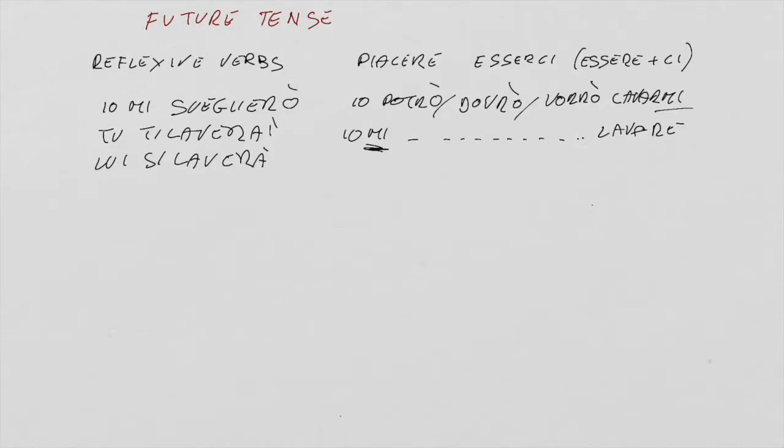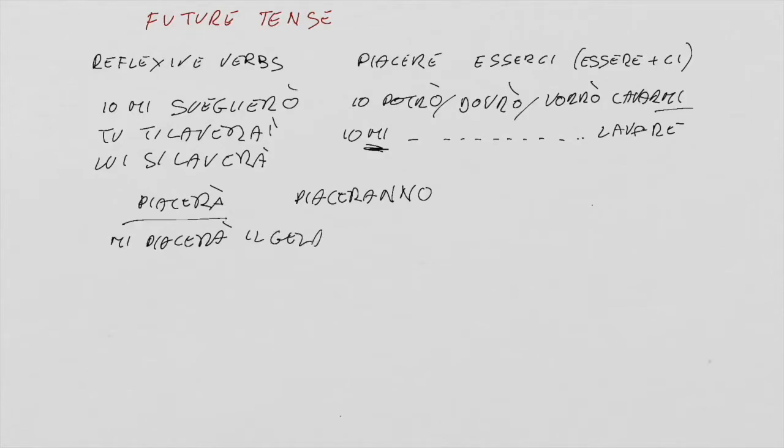To make the future of the verb piacere, to like, and similar verbs, you simply follow the same rule. Since the verb piacere is mostly used in the third person singular or plural, the future forms are piacerà or piaceranno. You use the singular form piacerà if whatever one likes is singular. For example, mi piacerà il gelato. A Marco piacerà la pasta.